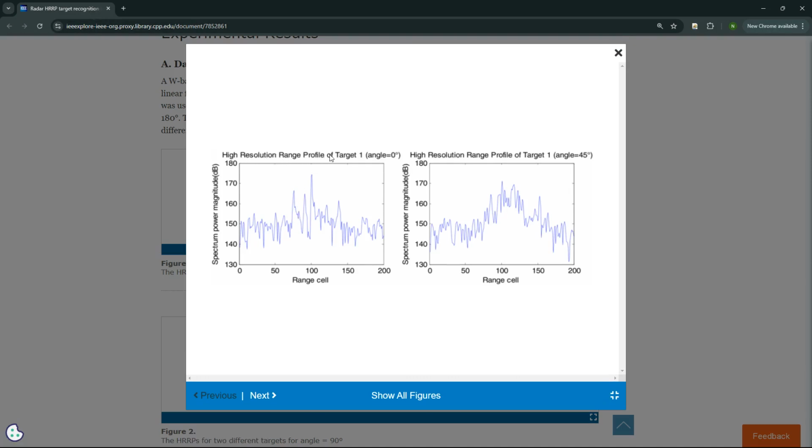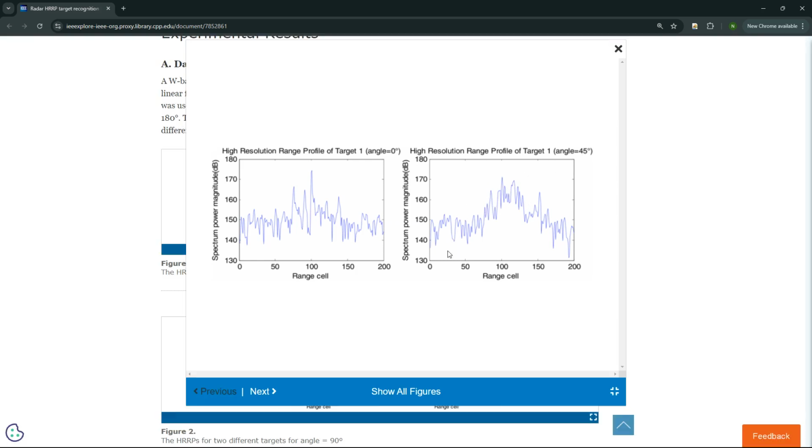This is a high resolution range profile of target 1. This is a vehicle. You can see the range at angle 0 to the radar. Here we can see that this is a range cell and this is the distribution of the target. These peaks are coming from the target body, from the vehicle body. And this is also the same target, but now at an angle of 45 degrees with respect to the radar.